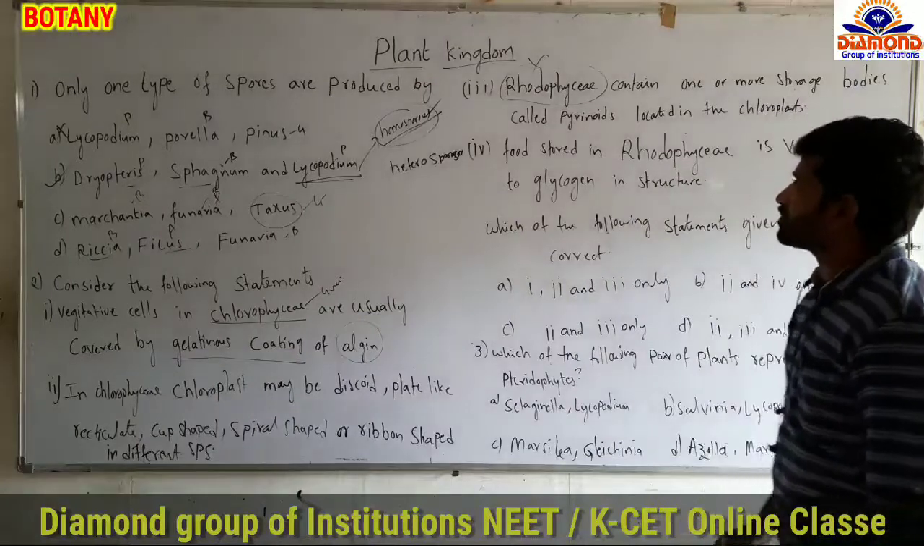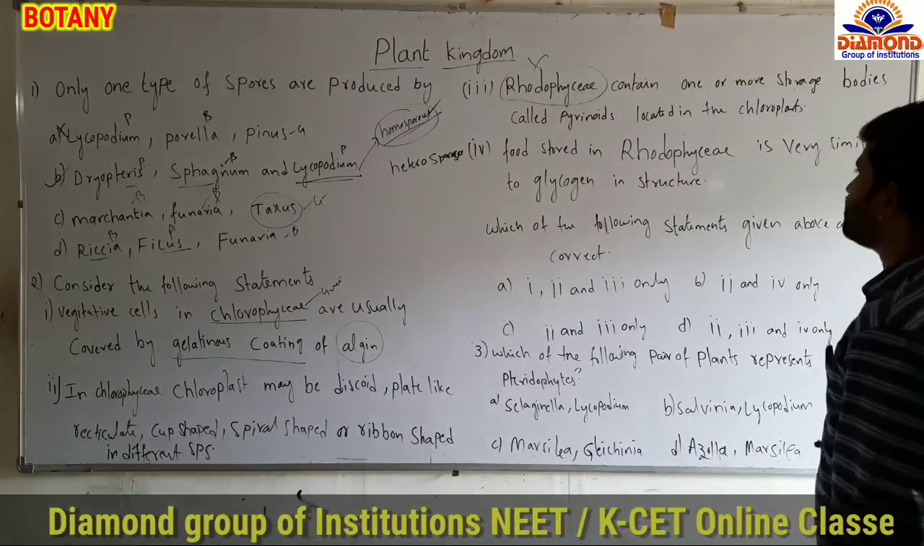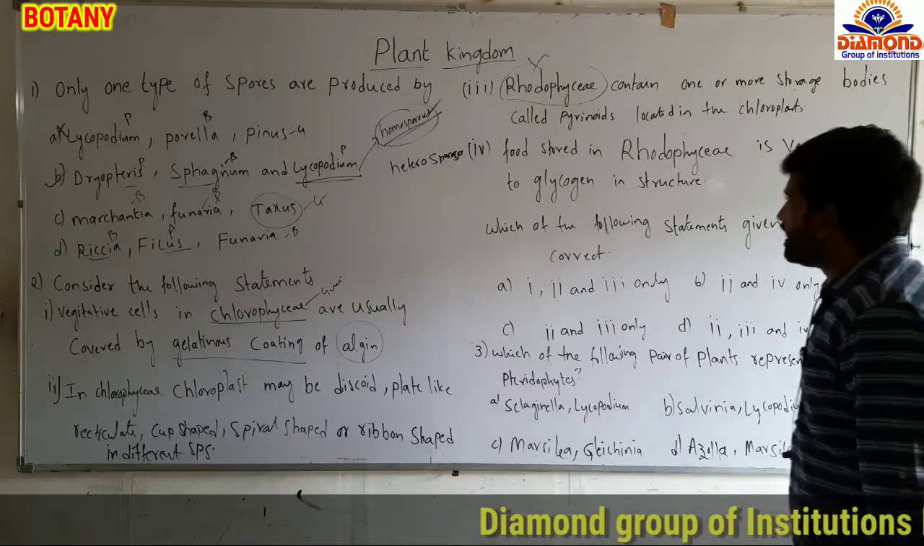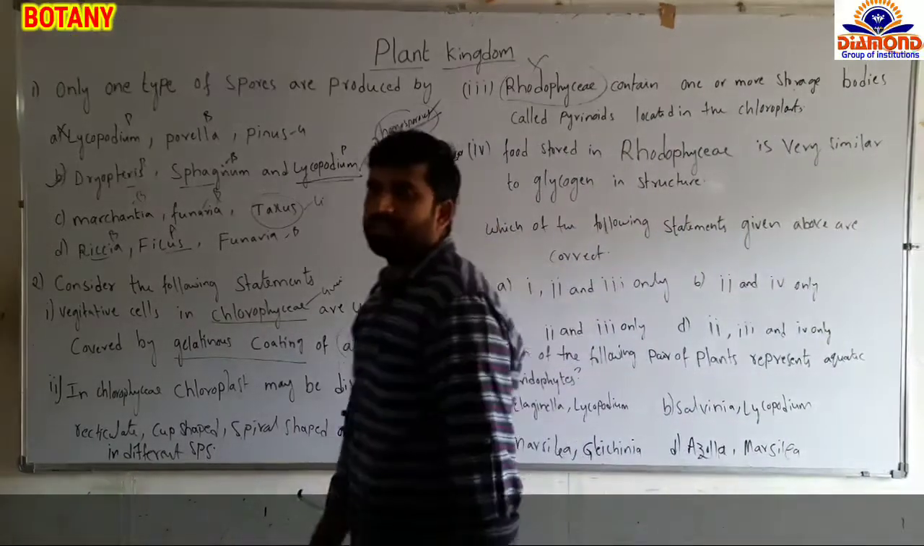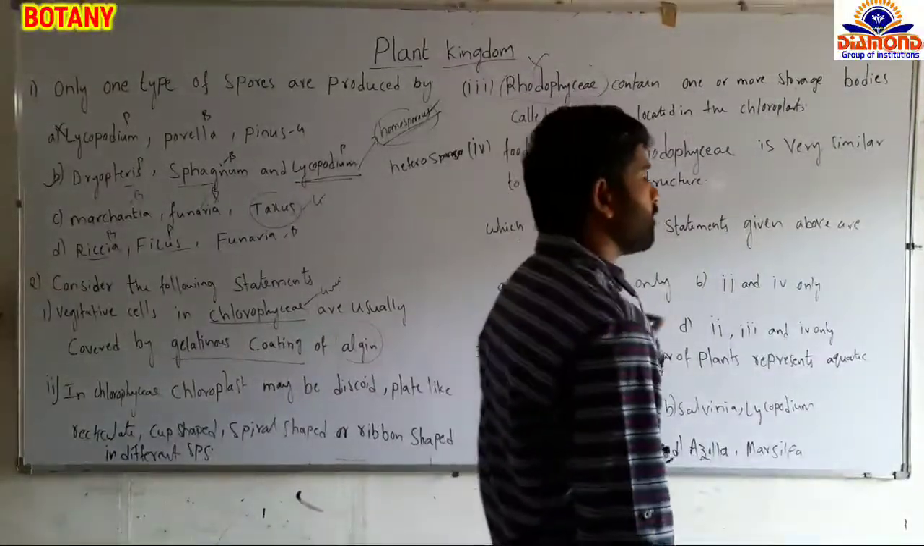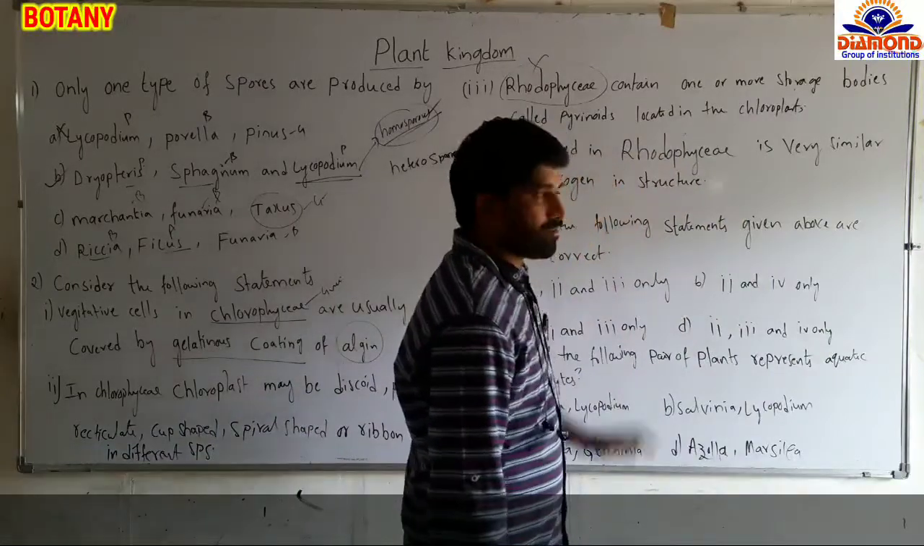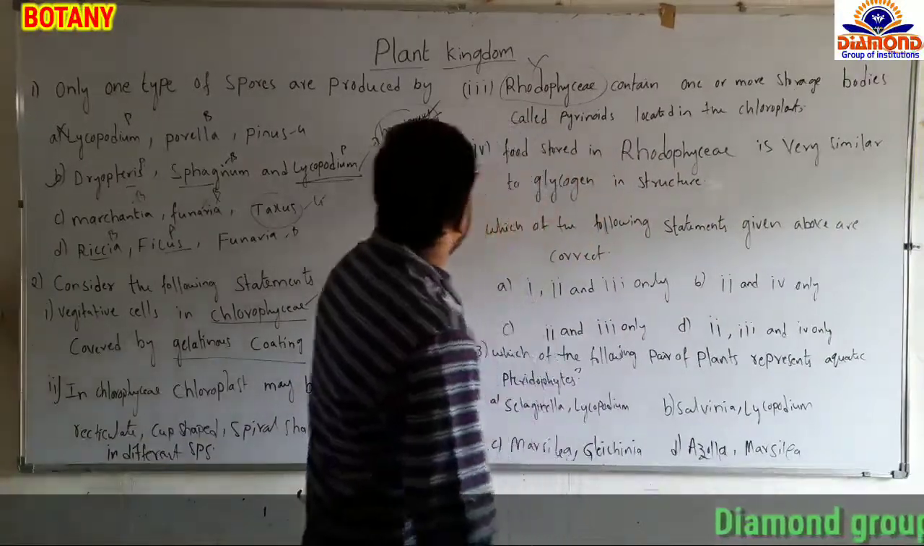And option 4, food stored in rhodophytes is very similar to glycogen in structure. Yes, rhodophytes are also called red algae. They store food materials in the form of Floridean starch, which is like glycogen. So option 4 is correct.